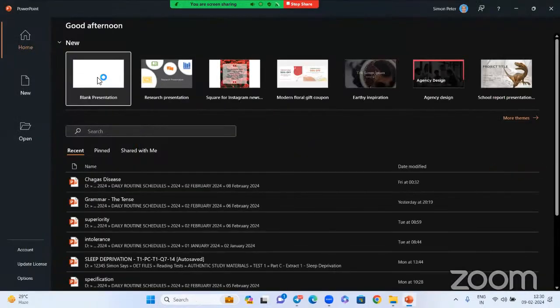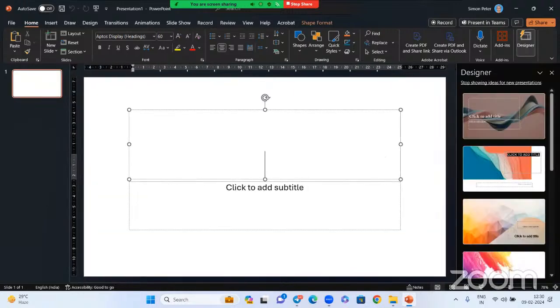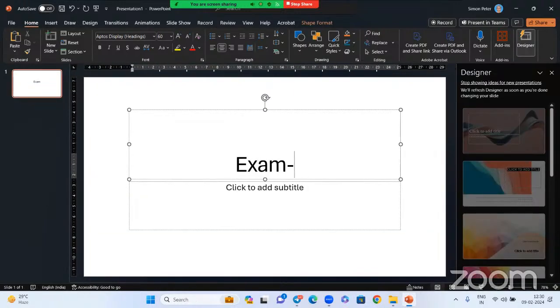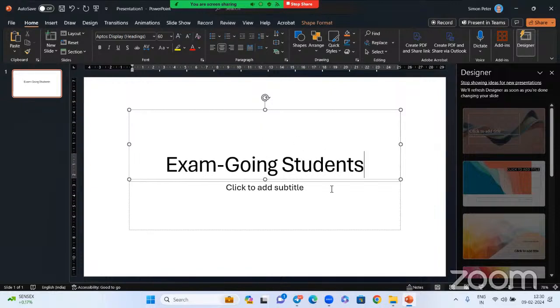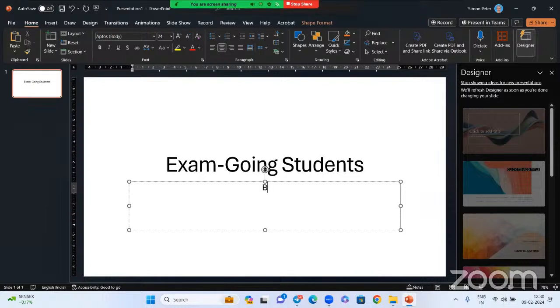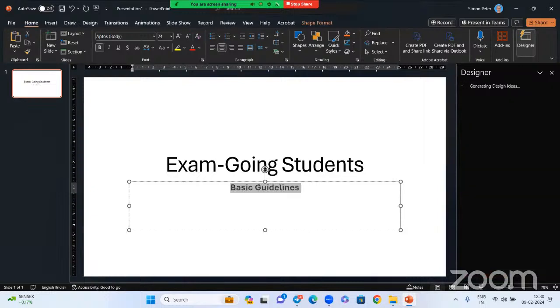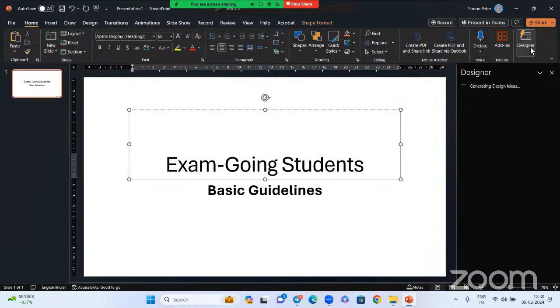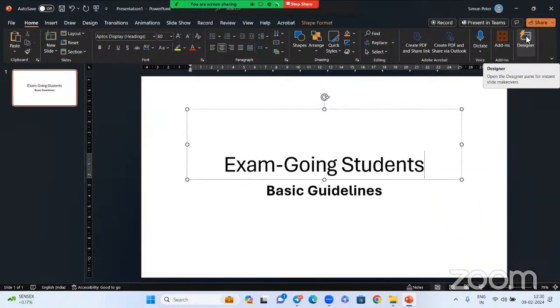So today we have two sessions. First one is exam day special and then the orientation. Actually, I had to give an orientation session to the new students, but because they delayed, I have modified that to exam-going special. Yes, exam-going students, we have basic guidelines that we are going to discuss now.